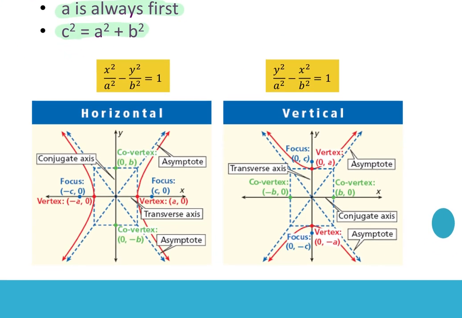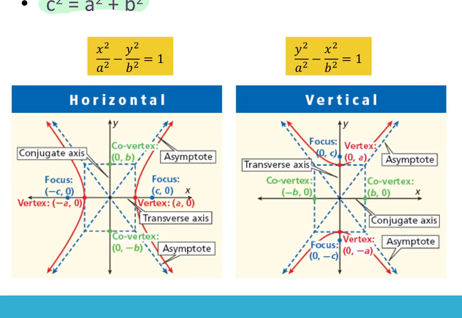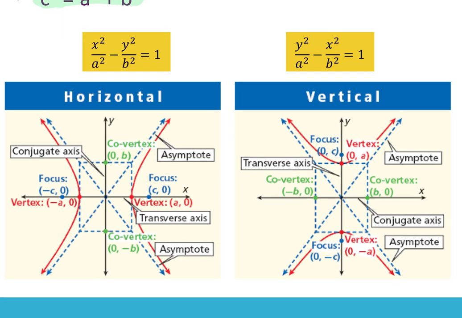All right, now look at your equations. If x squared comes first, so if it's x squared minus y squared, then it's horizontal. My branches point to the right and to the left. A is still at that vertex. C is inside the curve of the branch. And here's B. So B would go in the opposite direction.